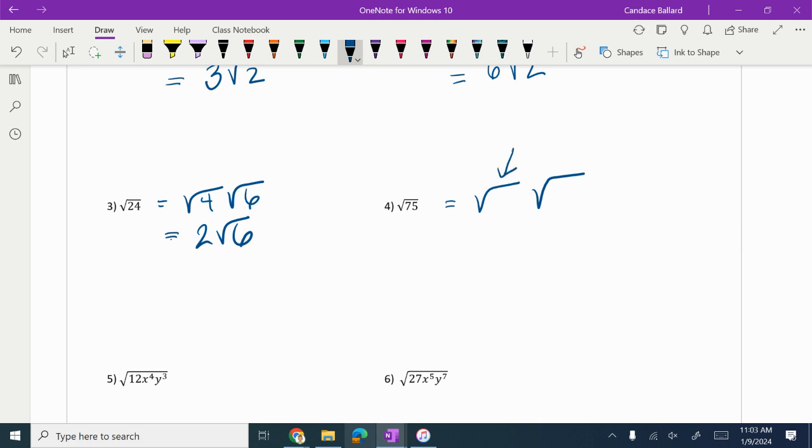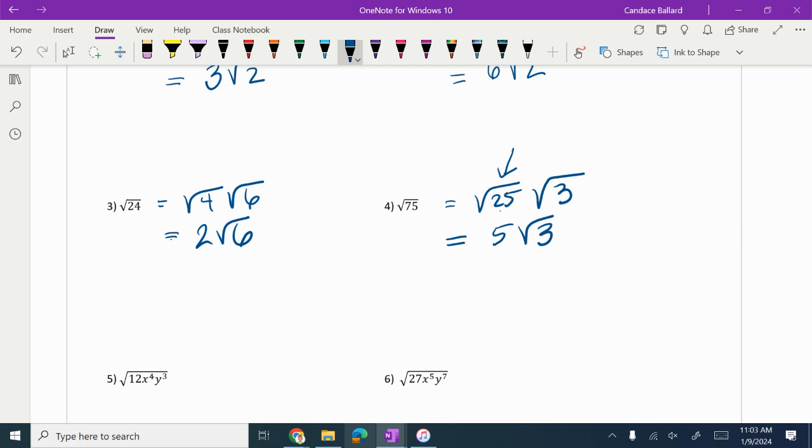Does 4 divide 75? No. What about 16? 25. How many times? 3. If I'm being really nice, I use something that's divisible by 25, right? All right, so what's the square root of 25? 5 square root of 3. And remember, once you take that square root, the symbol goes away, okay? And it's proper to write it with the number without the symbol times the one number with the symbol, okay?